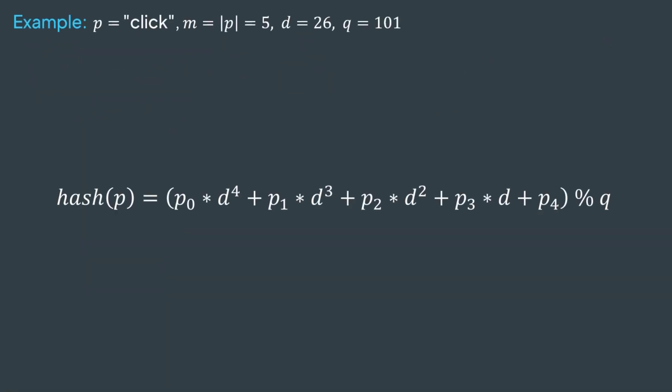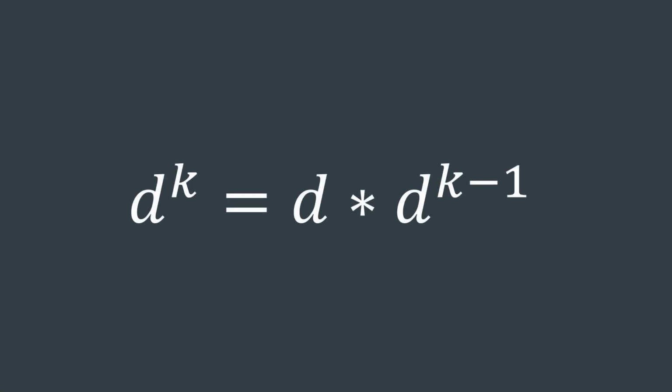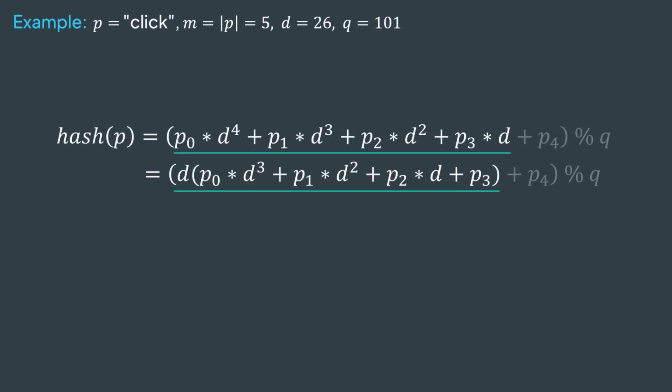You want the mathematical proof? Okay, fair enough. Let's stick to our 5 characters example. It's easier to understand than the general form. Actually, we're calculating the hash like this, right? Let's play around with this expression. You may know that d power k is equal to d times d power k minus 1. So we can factor by taking out d. Here we do it for the first 4 terms.